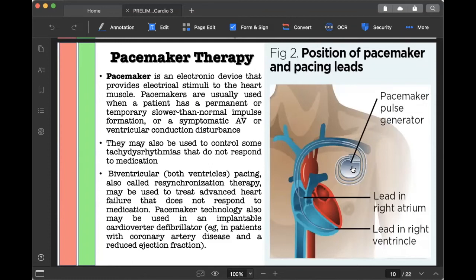You can see on this illustration the pulse generator, and here we have the leads that are connected to the right atrium and left ventricle. It can be permanent or temporary. Temporary pacemakers are used to support patients until they improve or until they receive a permanent pacemaker. They are usually placed during open heart surgery, and temporary pacemakers are used only in hospital settings.